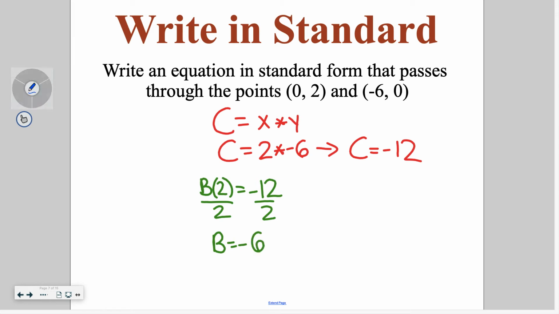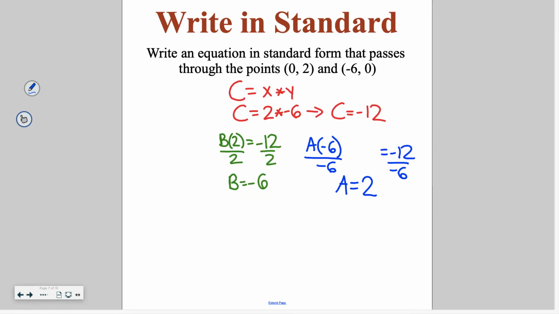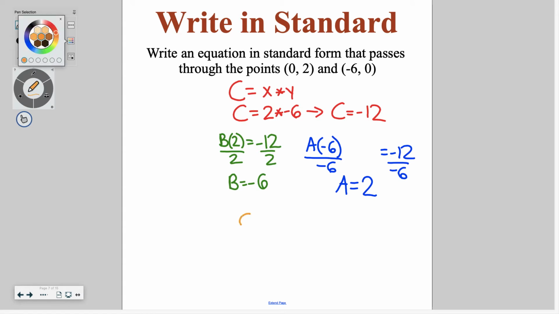I can do the same thing to solve for my a value. I'm going to take a times x, which is -6, and I'm going to add on b times 0, because y is 0, and that's going to give me -12. Once again, multiplying by 0 makes that information go away. So I've got a times -6 is equal to -12. When I divide both of those by -6, I find that my a value is equal to +2. This gives me a final equation in standard form, written as 2x minus 6y is equal to -12.